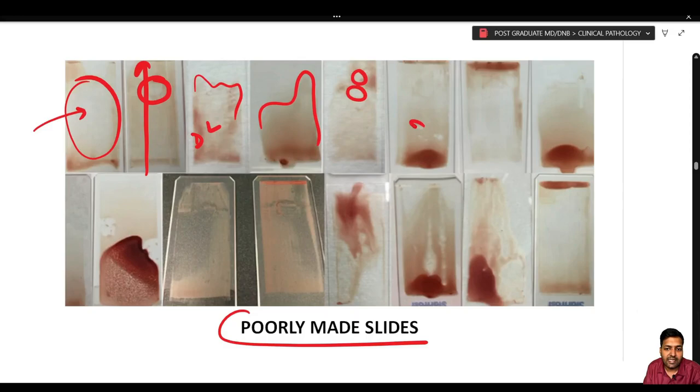Again, if you see these particular slides, they are ending abruptly like this. They should end very nicely. They should not end abruptly. Again, you can see lines over here. So these are all the types which you should not make.